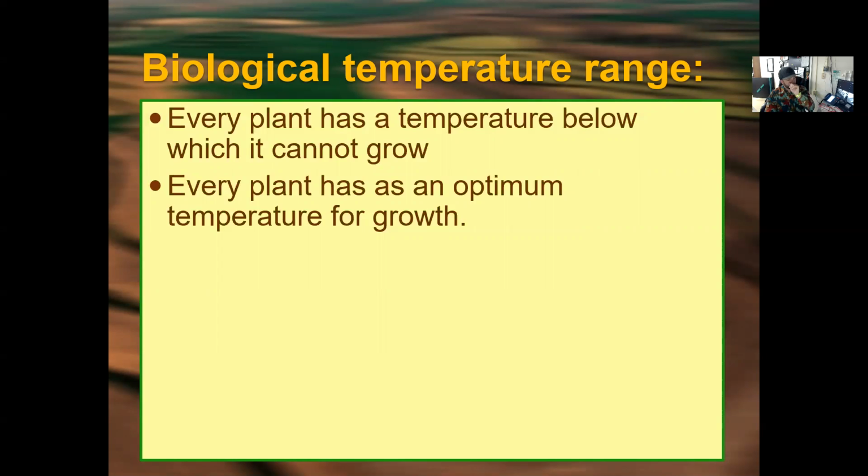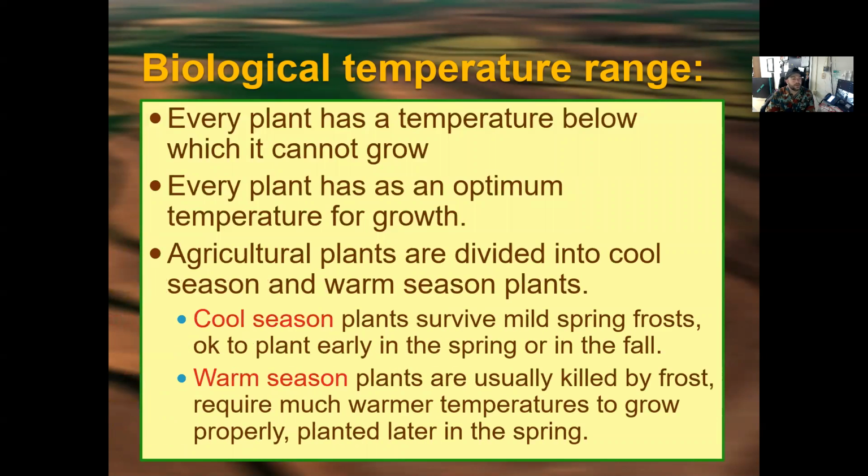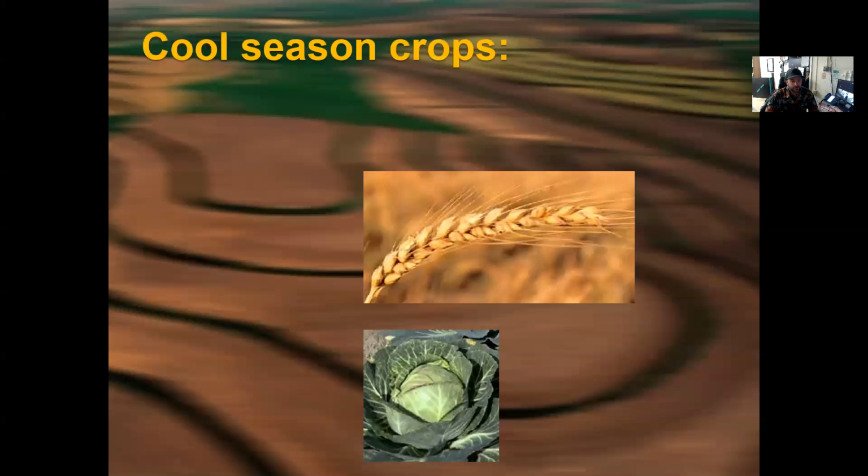So moving back into this, every plant has an optimum temperature for growth. Agricultural plants are divided into cool season and warm season plants. Cool season plants are what we typically use here in Pennsylvania. They're plants that survive mild spring frost, okay to plant early in the spring or in the fall. Your warm season plants, typically for down south, are usually killed by frost, require much warmer temperatures to grow properly, and are planted later in the spring.